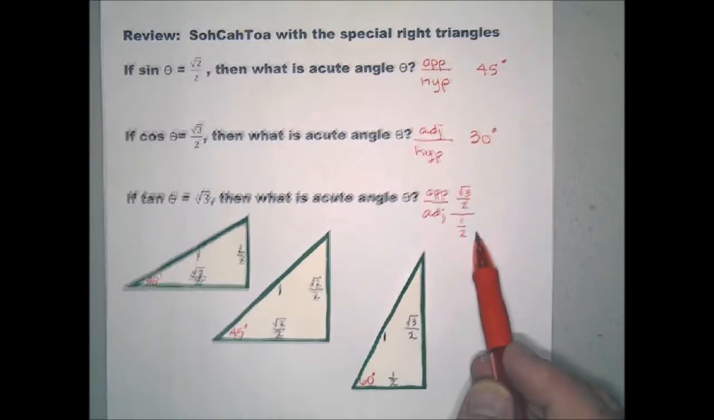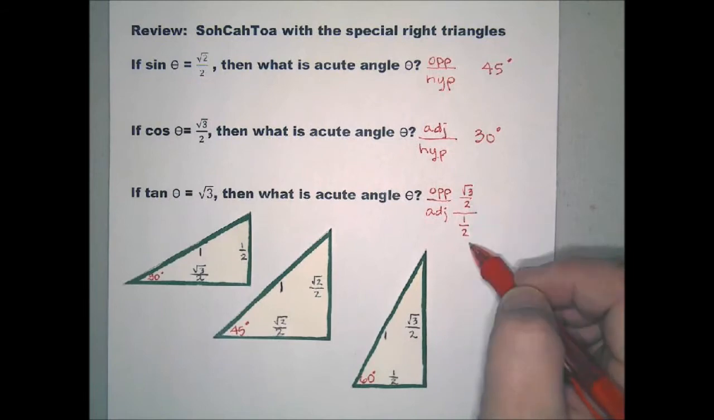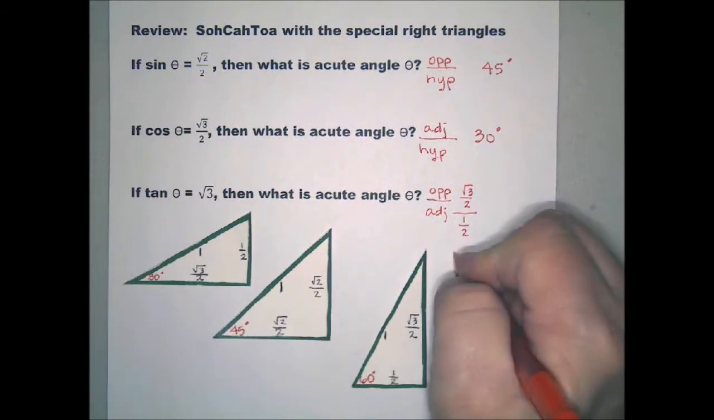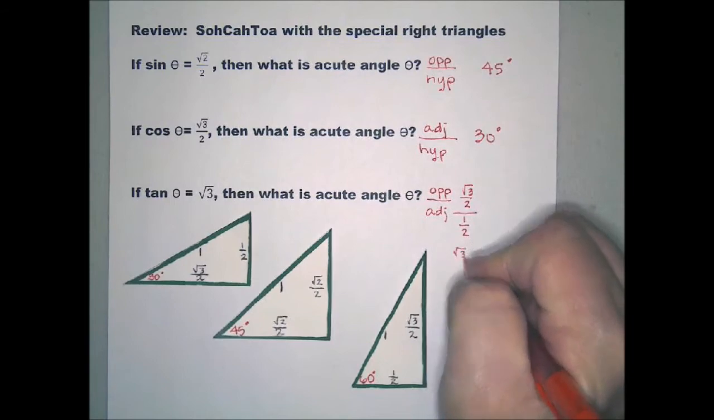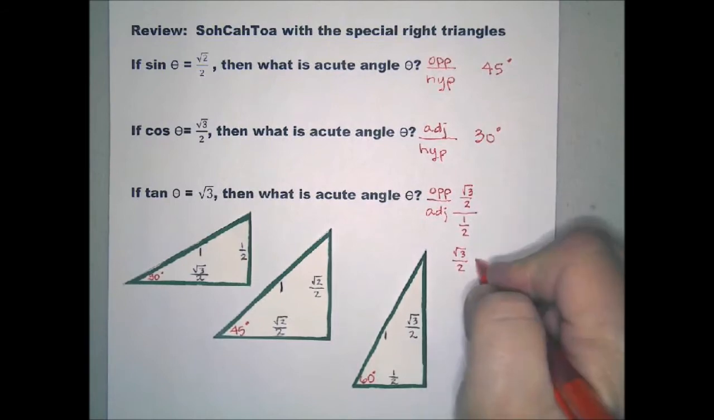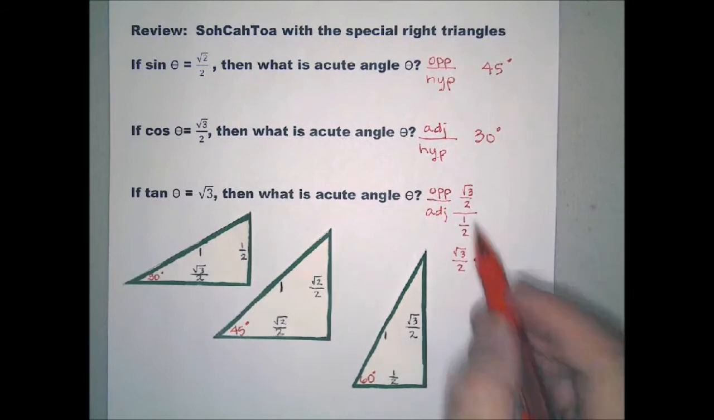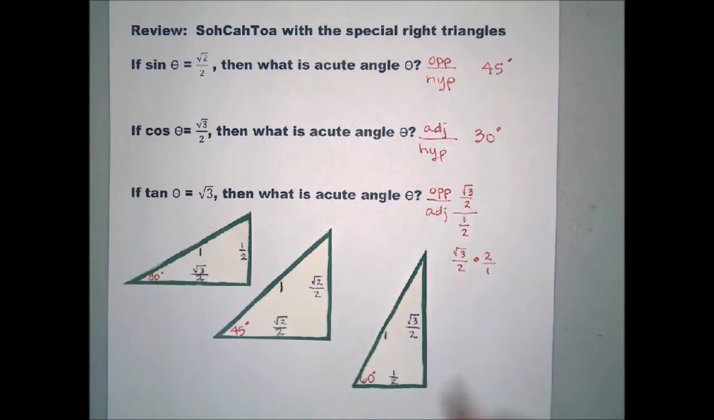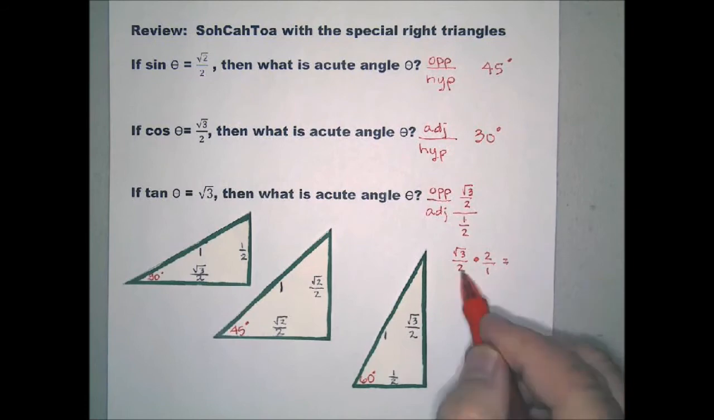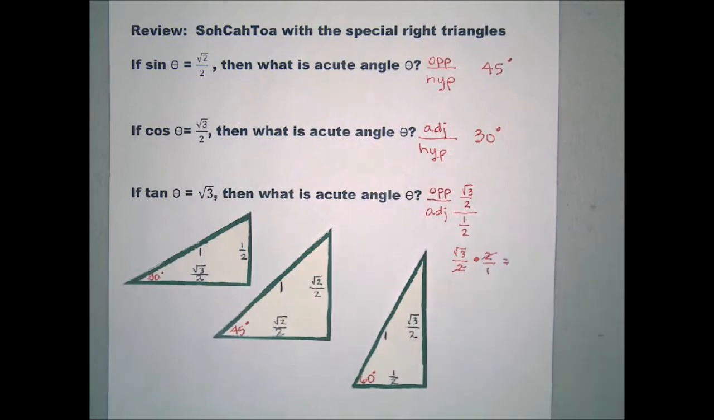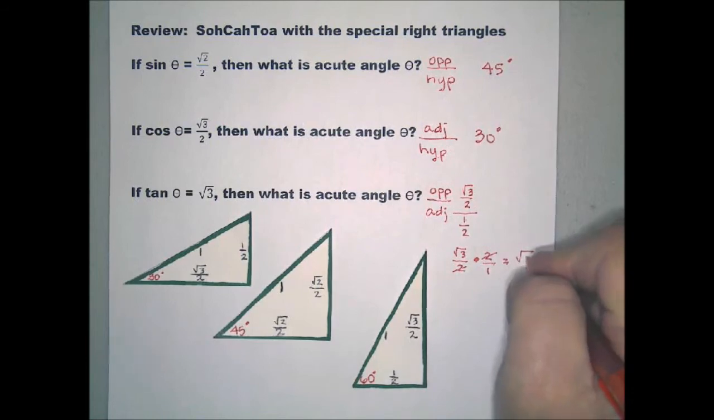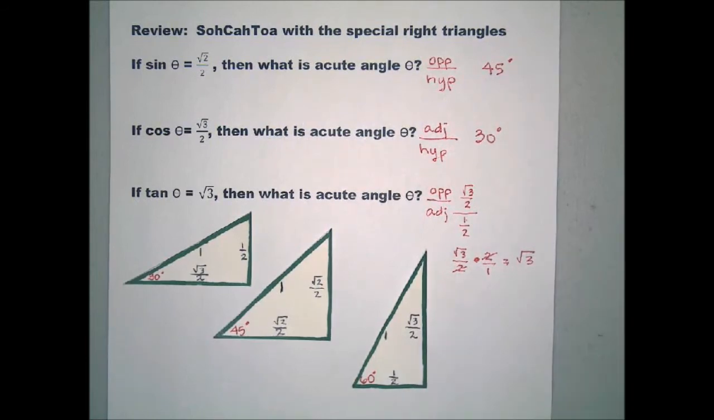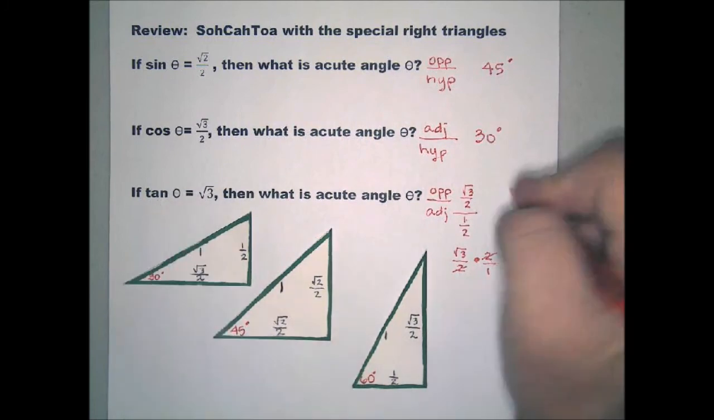Remember what dividing fractions really is. If we want to change it from vertical division to horizontal, it would look like this. Root 3 over 2, we would change division to multiplication, and that second fraction would flip, and then my 2's would cancel each other, and I would be left with root 3, or root 3 over 1. So that tells me that it's the 60-degree special right triangle that has a tangent value of root 3.